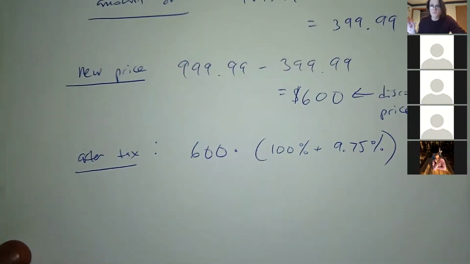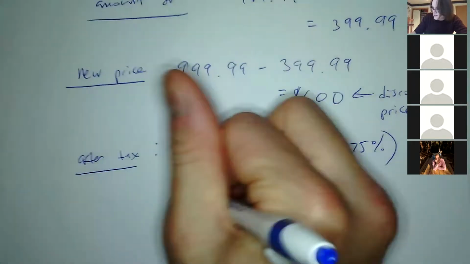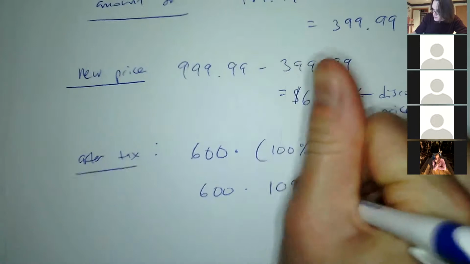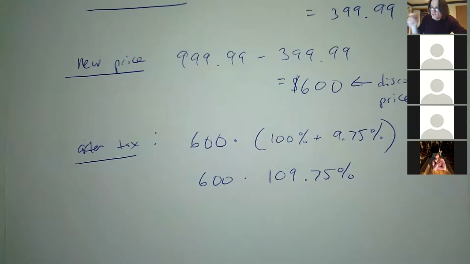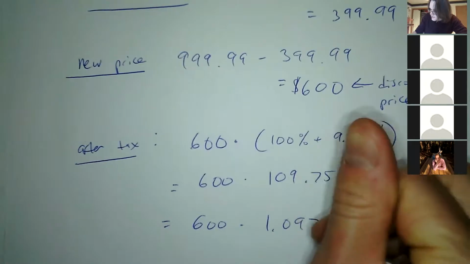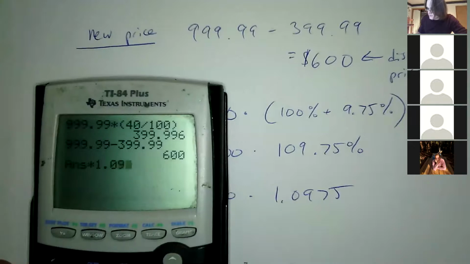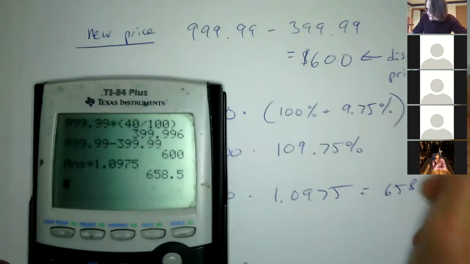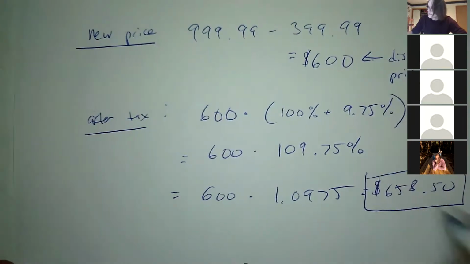And once I'm done with this problem, I'm going to show you a general format for doing this kind of thing. So what do I get? I get 600 times 109.75%. Converted to a decimal, remember percent to decimal, you divide by 100. So that's 600 times 1.0975. Let's see, it's about $658.50. Okay, so after tax, that's what you get.